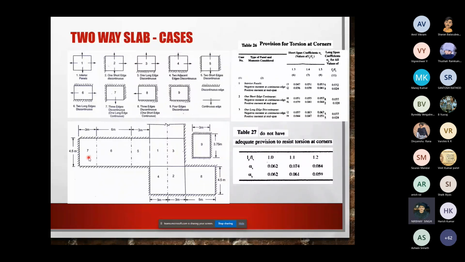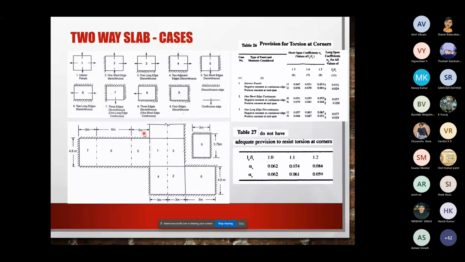Panel 7 falls under what case? The three edges discontinuous. Okay, so which edge is continuous, short or long? It's the long edge continuous. Okay, very good.